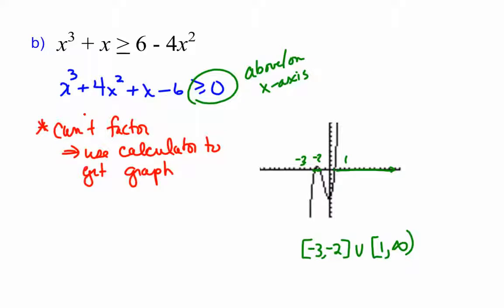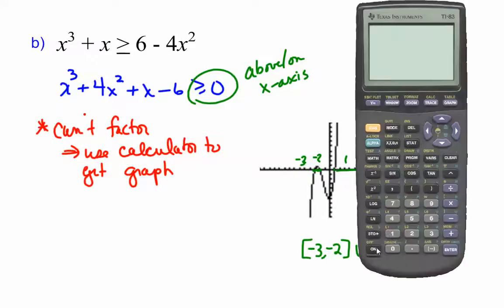What about x cubed plus x greater than or equal to 6 minus 4x squared? Well, same as before, let's move it all to one side, and I went ahead and put it in order just because it looks nicer. And if I'm going to try to sketch this myself, I would want to try to factor this, and it's always best to factor when it's, of course, in descending order. The problem is this doesn't factor, so I can't do it as quickly that way. I'm just going to go ahead and put this in my calculator.